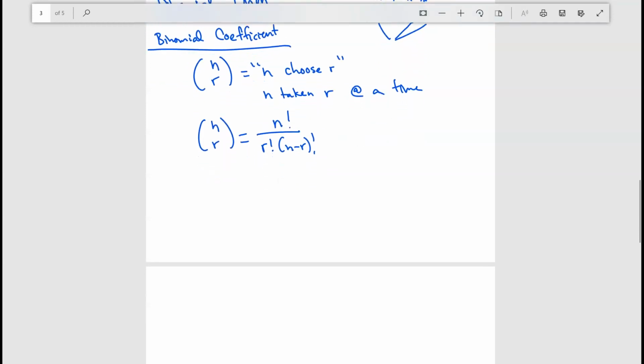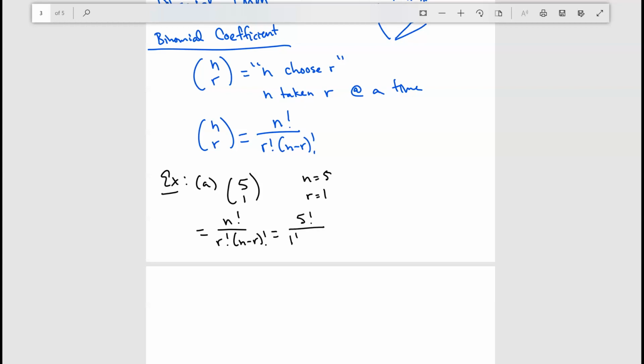So let me just do some questions on this. Let's say we just want to evaluate 5 choose 1. So in this case, n is equal to 5 and r is equal to 1. So let's put this in our formula: n factorial over r factorial times n minus r factorial. N in this case is 5. That's 5 factorial divided by 1 factorial times 5 minus 1 factorial. So I'm going to have 5 factorial divided by 1 factorial, which is just 1, and 5 minus 1 is going to give me 4 factorial.